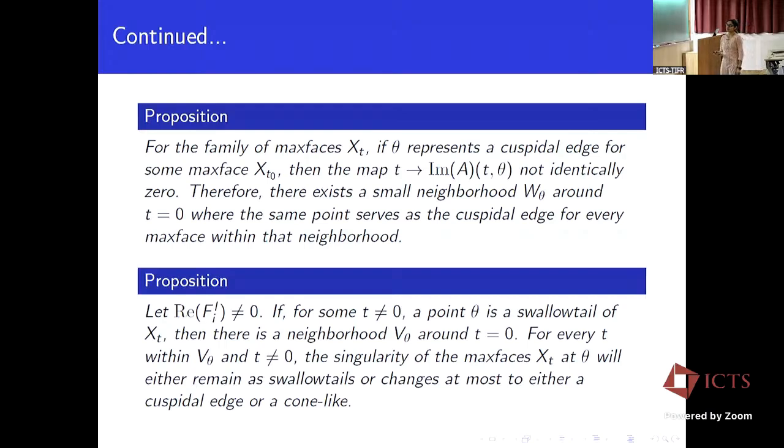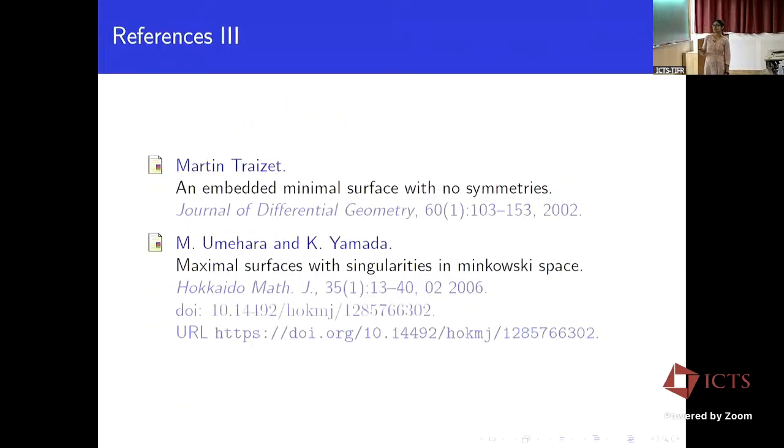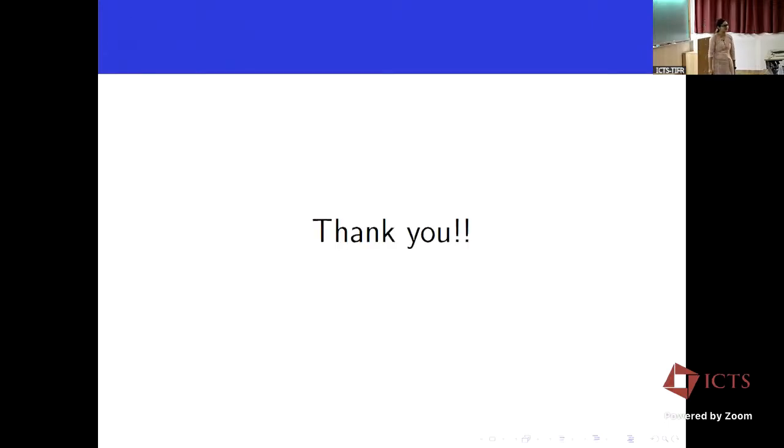Similarly, we prove for the swallowtail that if theta is a swallowtail, then again there exists a neighborhood V theta of t equal to 0, and for each non-zero t, the singularity of the Maxface will remain a swallowtail or change at most to a cuspidal edge or a cone-like singularity. Okay, these are the references. This is the main paper we use for the construction, but the singularity analysis is different. Thank you.